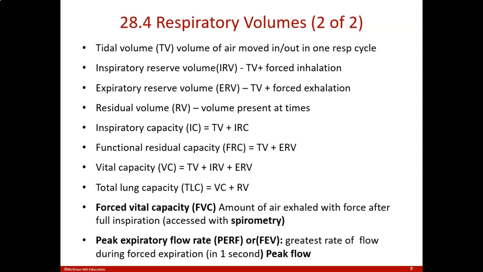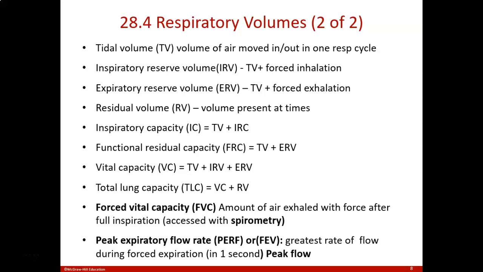Now, forced vital capacity needs to be done over at least a 5 to 6 second period of time because you need to completely drain all the air that you possibly can out of your lungs minus the residual volume. That never goes away. But that forced vital capacity can give us some diagnostic criteria for people that have COPD and for people that have asthma as well as other chronic lung conditions.